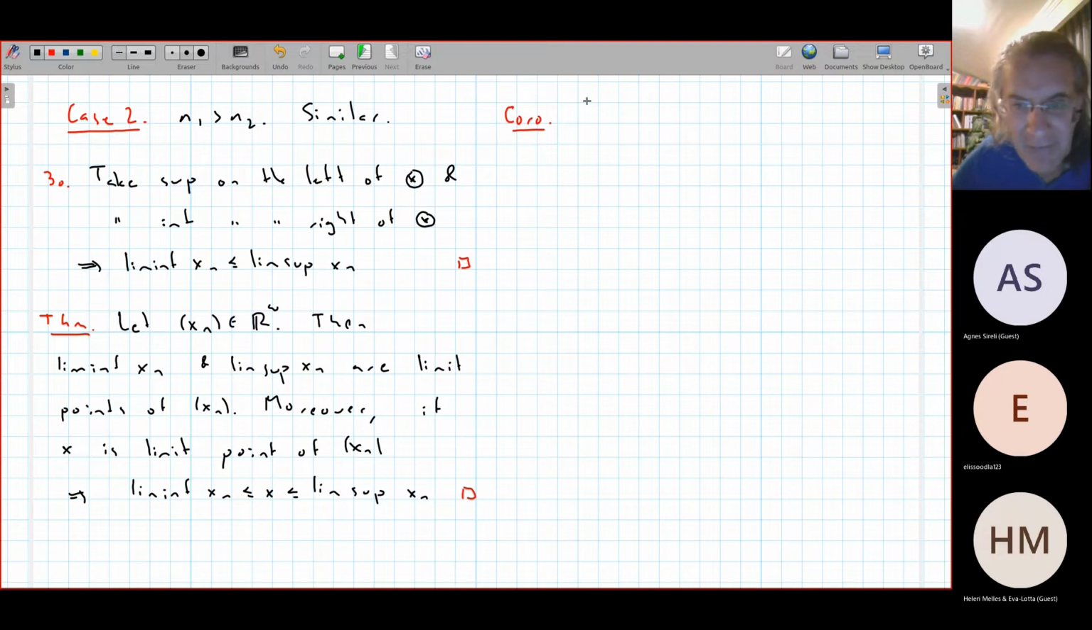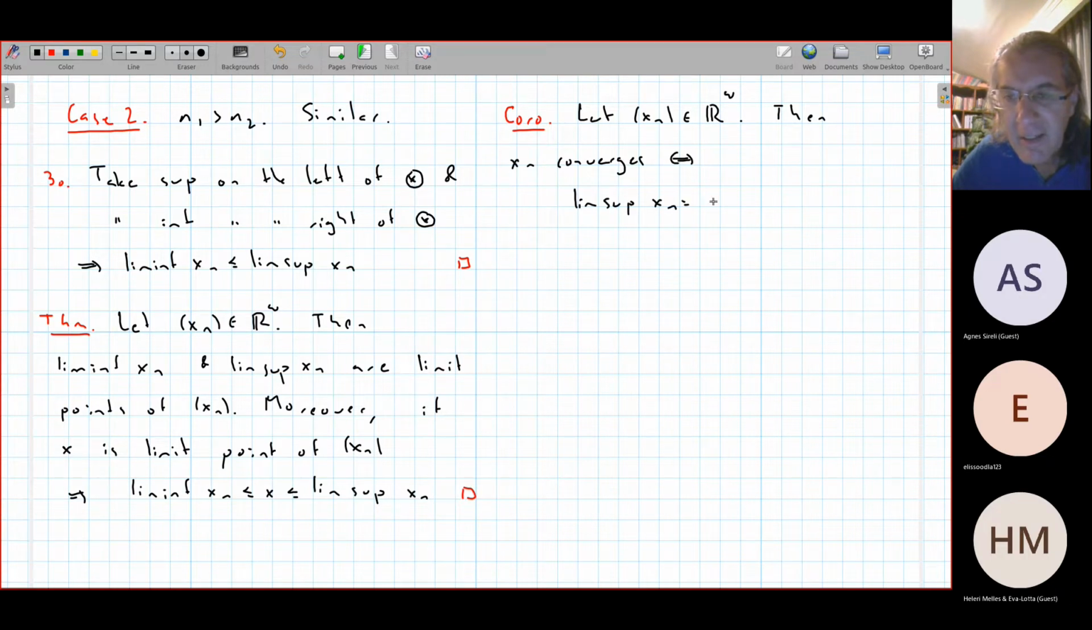And an easy consequence is the following one. Let xn be a sequence in R. Then the sequence converges if and only if limsup is equal to liminf.